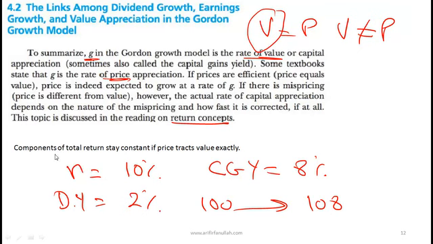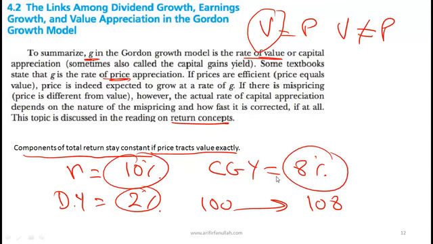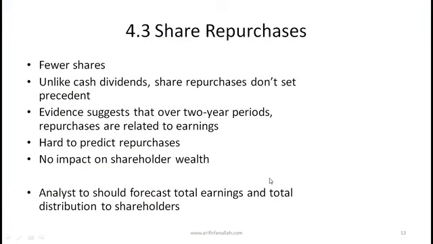So the point is, the components of total returns stay constant if price tracks value. So if the price is fair, efficient, equal to value, and the price keeps going up at 8%, then the components of this return, 8% and 2%, stay the same. Okay, so this is just a given. Hopefully you have seen examples of this. If not, then just take this as a given.